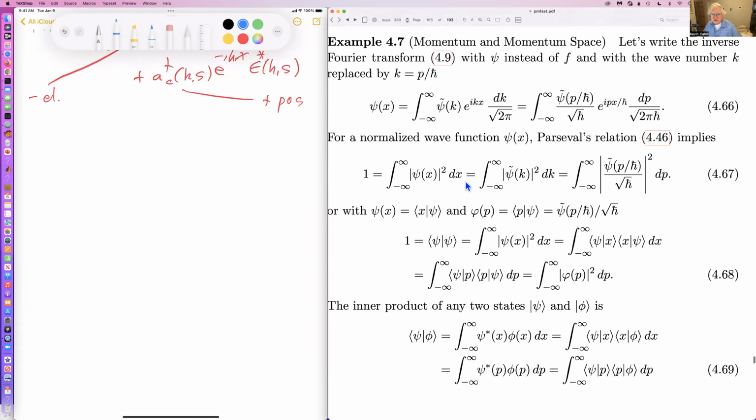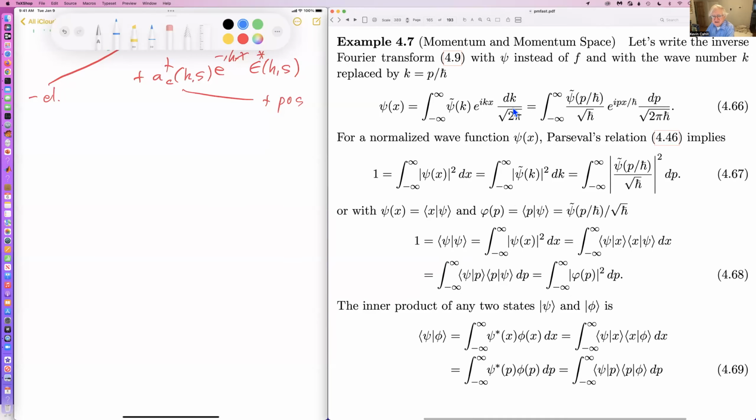Anyhow, momentum and momentum space. This is something that presumably you've learned in quantum mechanics in college or graduate school. We can write a wave function in terms of its Fourier transform, and if we change variables from k to p, bringing in h bar just to make sure that our notation is as complicated as possible.